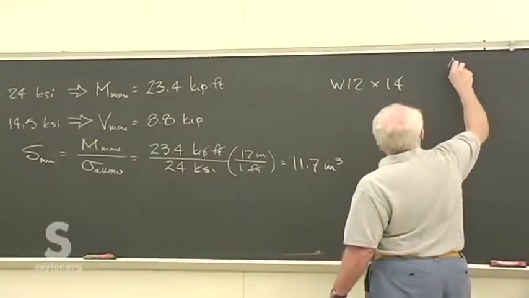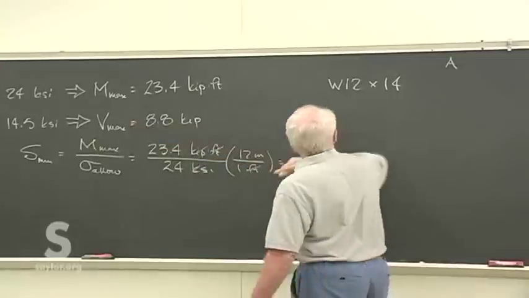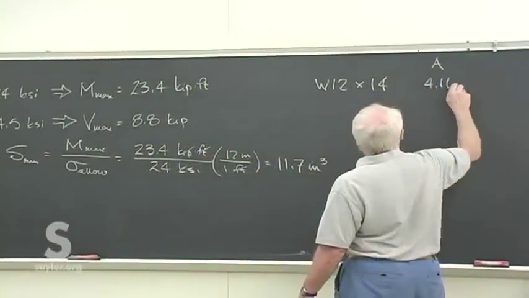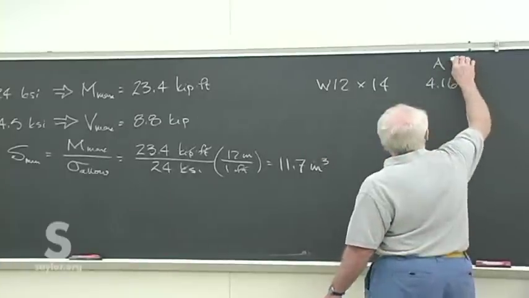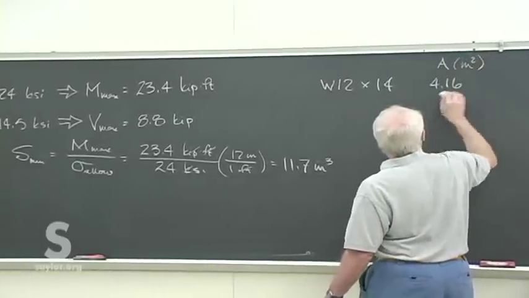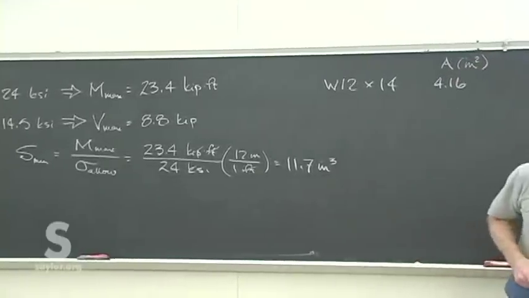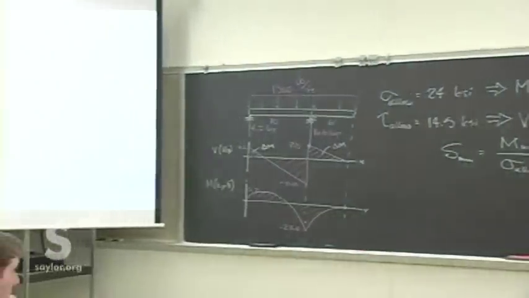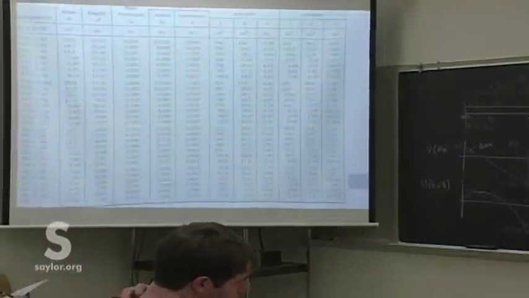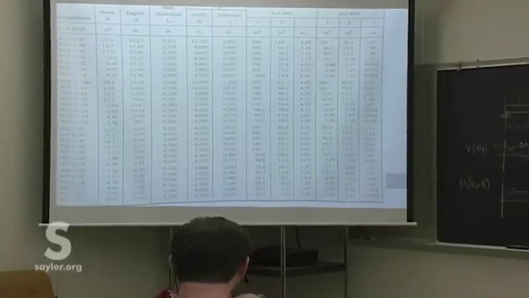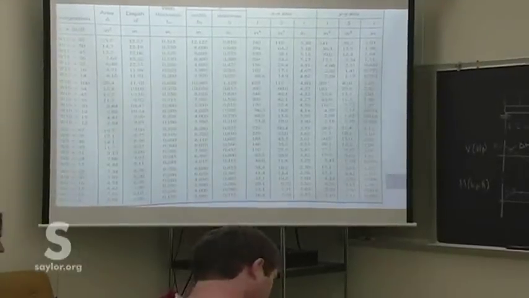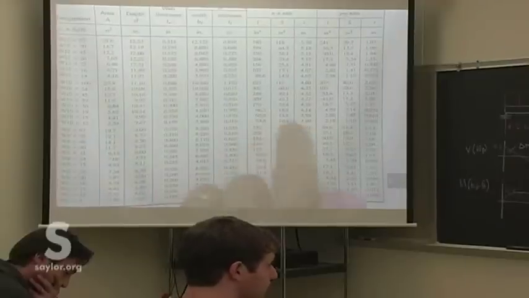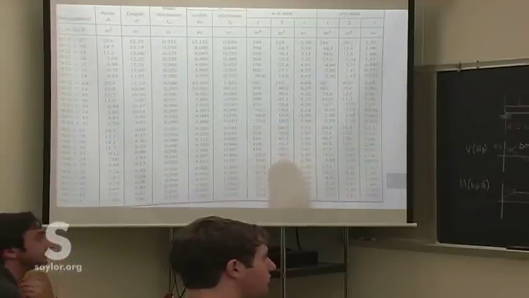Might want to write down the area on this one, because we're going to have to check the shear stress. So that area is 4.16, in inches squared. So that beam will do us. 13 to 10.15, an area of 4.41. Might do us. Shop for a couple.